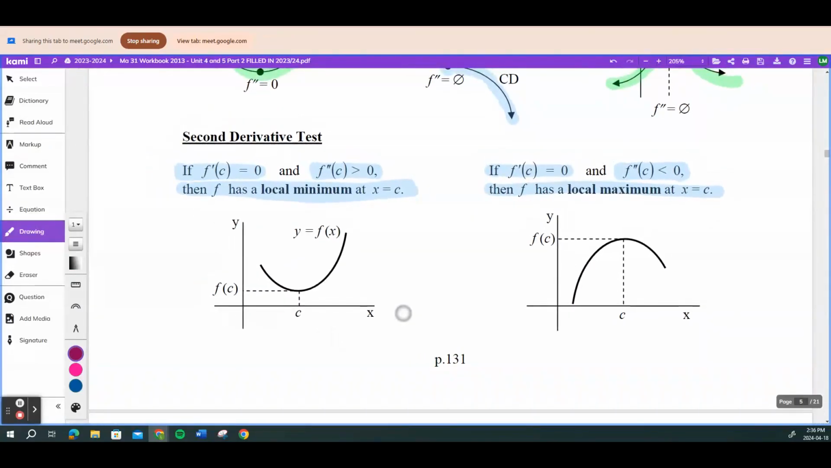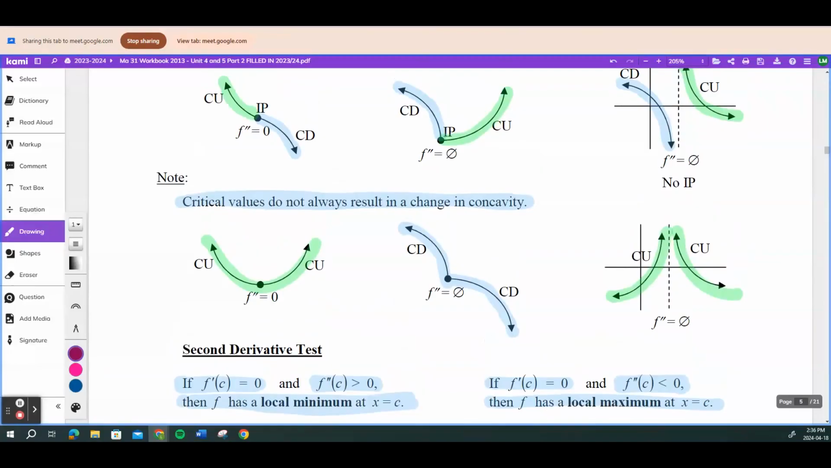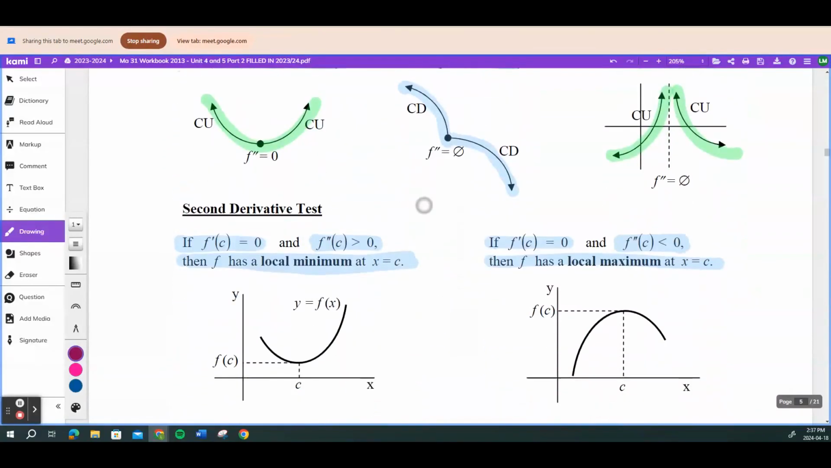Okay. So this is just more information as to what our second derivative helps us to determine. It basically helps us to determine whether the area that we're talking about is concave up or concave down, which will help us to determine if we have inflection points, or cusps or corners, or just what the graph is doing around vertical asymptotes.